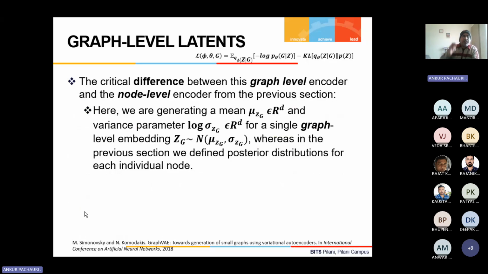Now, what is the difference? The critical difference between the graph-level encoder and the node-level encoder from the previous section is that here we generate the mean mu z, which belongs to the set of real numbers of dimension d, and the variance log sigma z of the graph, for a single graph-level embedding. Whereas in the previous section, where we were dealing with node embeddings, we defined the posterior distribution for each individual node.